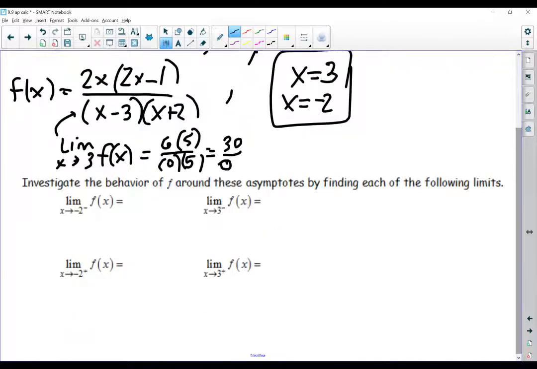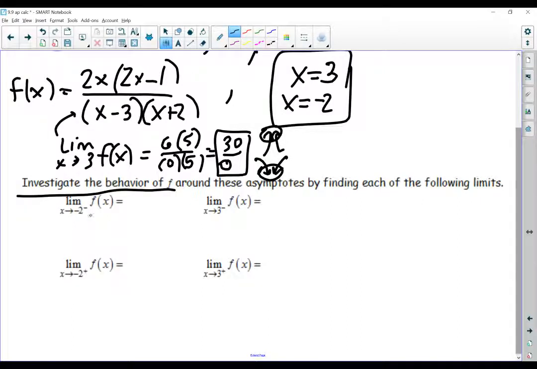So when this happens, and if I did the same thing for -2, I would also get a number over 0. So what you would need to do is investigate the behavior of f around these asymptotes by finding the one-sided limits. Okay, and that'll tell you if you have a case A, a case B, or a case C. Now, as I'm testing the behavior, I already know there's a vertical asymptote in this graph, which means I know that every side is either going to be going towards infinity or negative infinity by definition. Okay, so since there is a vertical asymptote, I know the one-sided limits are infinities.